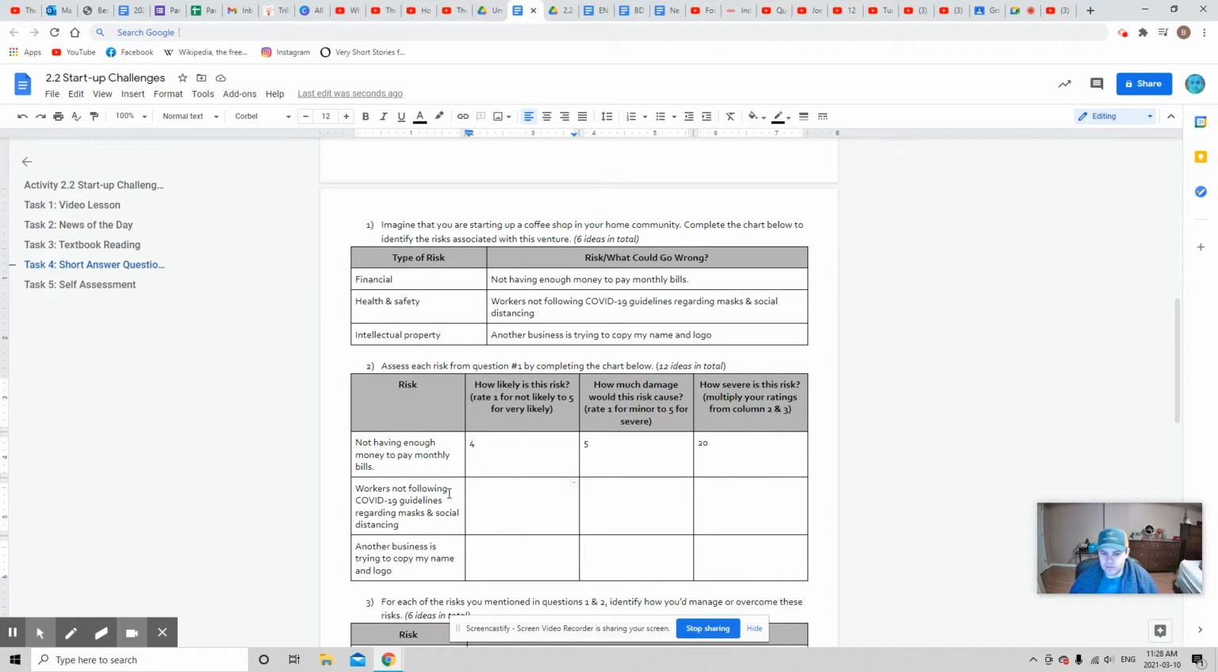The workers not following, let's say 2. Everyone is familiar with them. How much damage could this cause? Let's say 4. So 2 times 4 would be 8. So business is trying to copy my name and logo. Not likely to happen. How much damage could this cause? It's not the worst thing in the world if there's another business out there with the same name. You don't want it to happen though. So 2 times 3 is 6. So we can see here by these numbers which risk is most severe. Definitely this one.